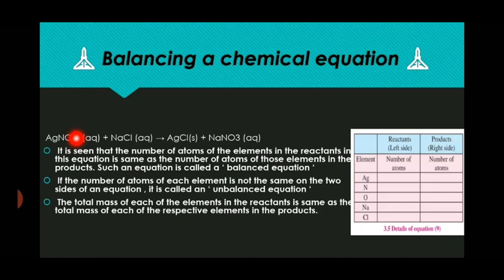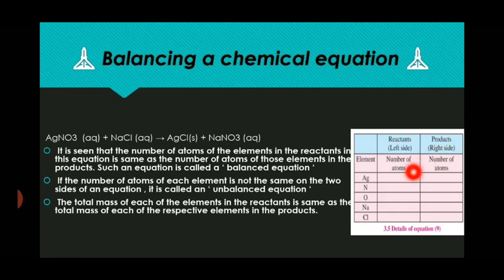What is the reaction here? AgNO3 aqueous plus NaCl aqueous gives AgCl plus NaNO3. This is one reaction. Before the arrow is the left hand side and after it is the right hand side. Now come to this table. Write down the element, then write the left hand side, and in the next column take the right hand side. Now see, is this a balanced equation or an unbalanced equation?